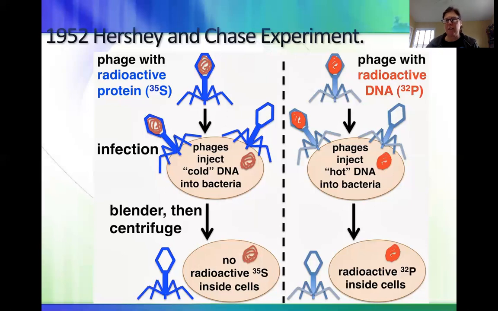inside the bacterial cells. So this lab proved without a shadow of a doubt that it was the nucleic acids that were transferred from the virus to the bacteria that gave it the instruction set to make the viral particles. So that is the material that has the instructions on it. That is the transforming factor.